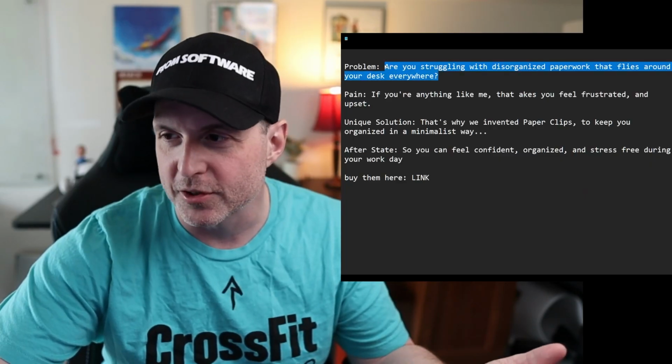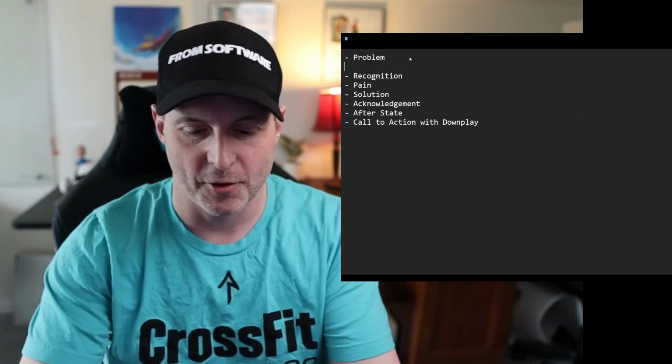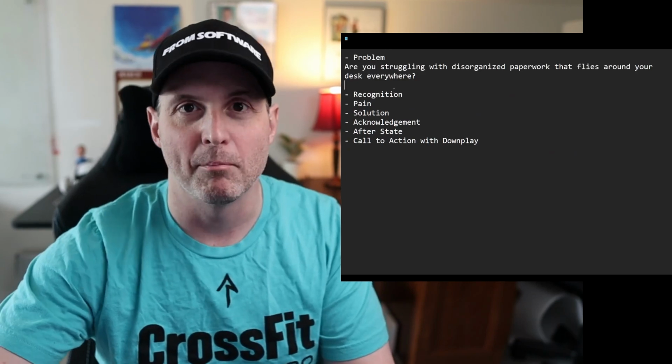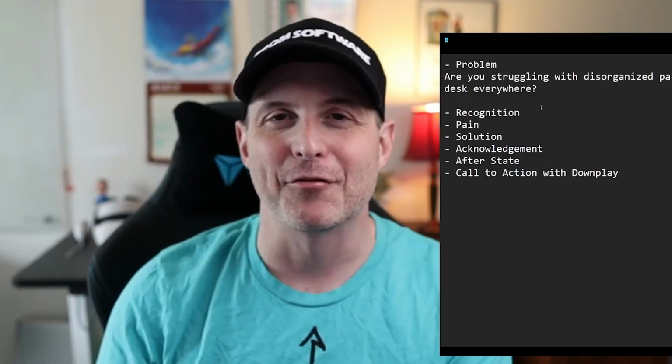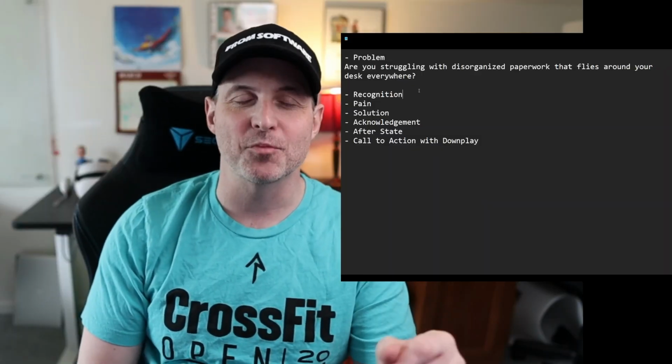So are you struggling with disorganized paperwork that flies around everywhere? We would still have that in there, right? Ideally, it'd be something a little better, more creative than that, but we're just working on paper clips as our example. Then recognition. This is where things get really different.